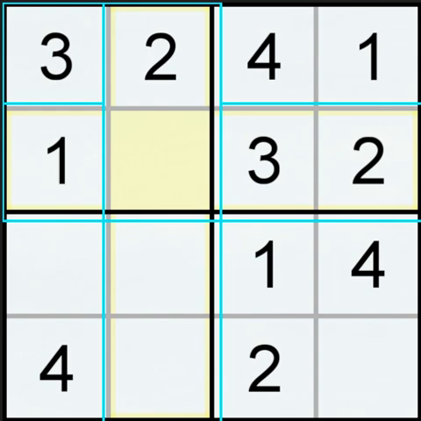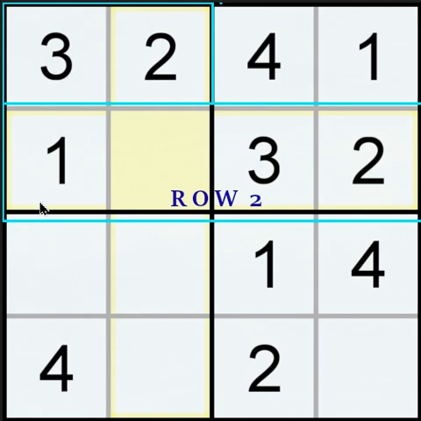Step 5. Let's go back to the upper left black box and use cross-hatching to solve. Count with me. 1, seen. 2, seen. 3, seen. 4, missing. Think. Is there a 4 in row 2? Count with me. 1, seen. 2, seen. 3, seen. 4, missing.